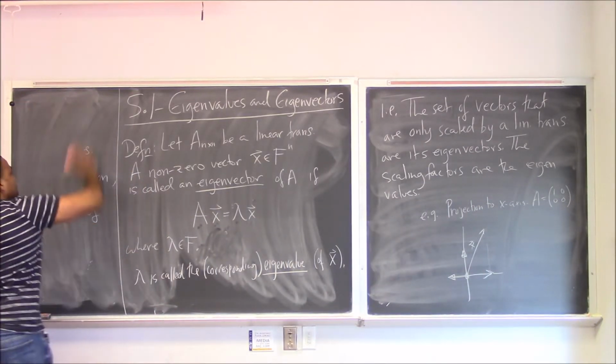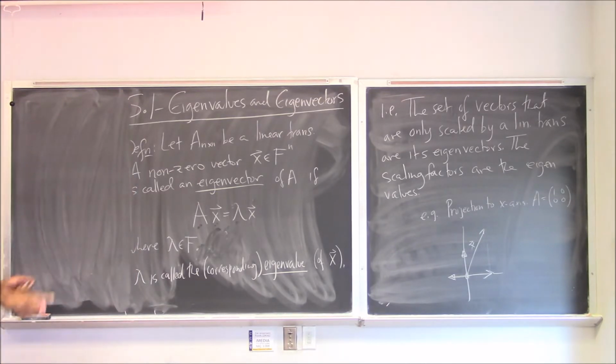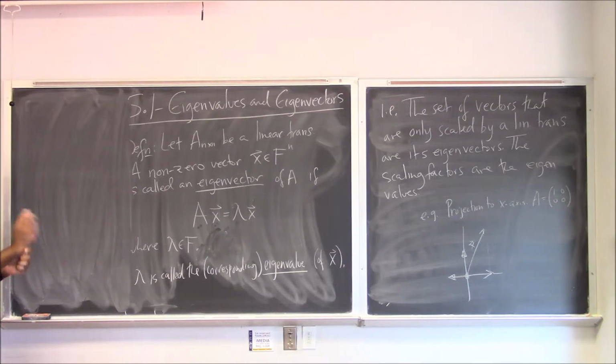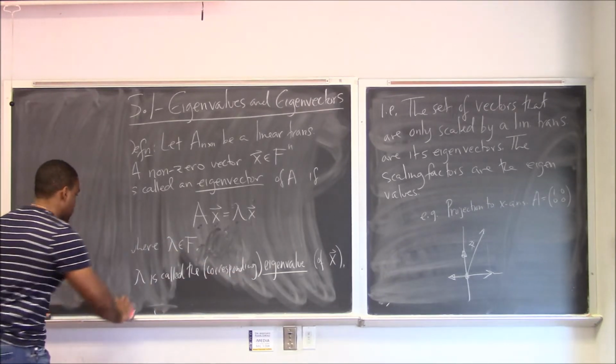So all the guys that, under a linear transformation, are only scaled versions of themselves. They might be stretched or shrunk. You might reverse their direction completely in a 180-degree fashion, but as long as they don't completely change their direction, we call them eigenvectors. And the scaling factor is called the eigenvalue.